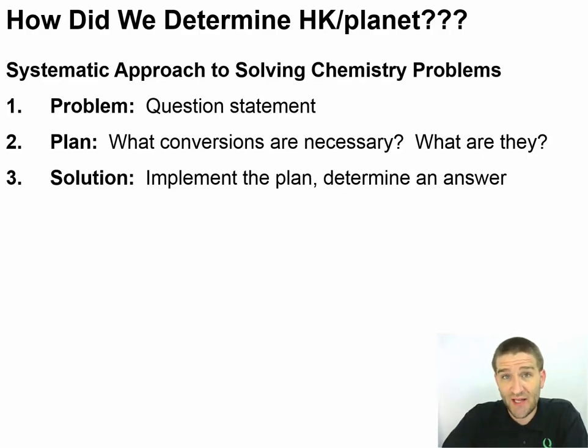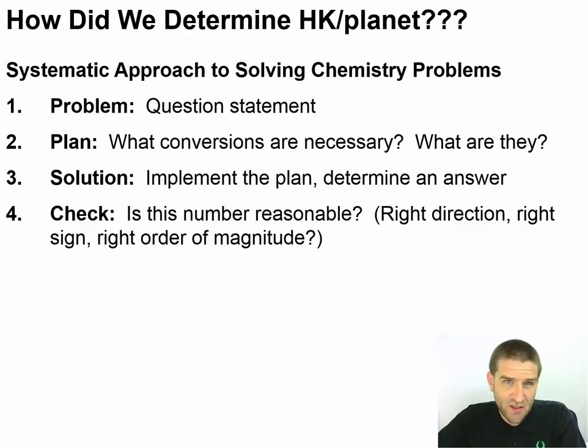Next thing we're going to do is implement our plan and determine an answer. So here's where we would actually say, okay, I've measured a Hershey's Kiss to be 23.0 centimeters. And I've determined that the distance to the center of the Earth is some number. I'm going to then use that distance. I'm going to convert it from, probably in kilometers. We'll convert that to meters, then to centimeters, and then convert that to the number of Hershey's Kisses.